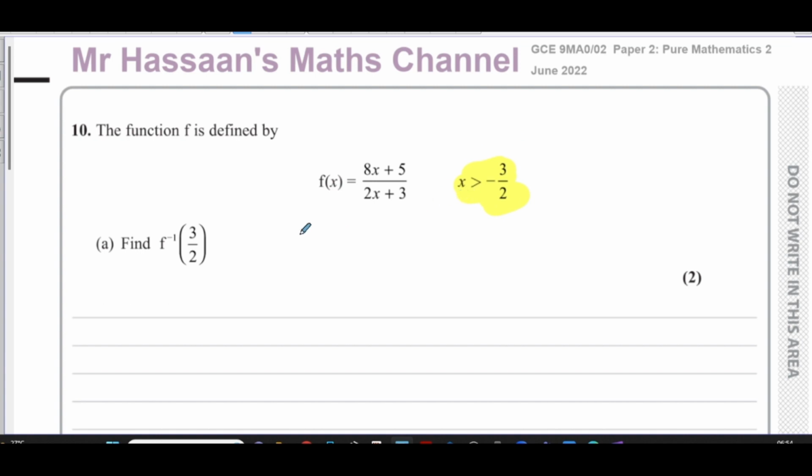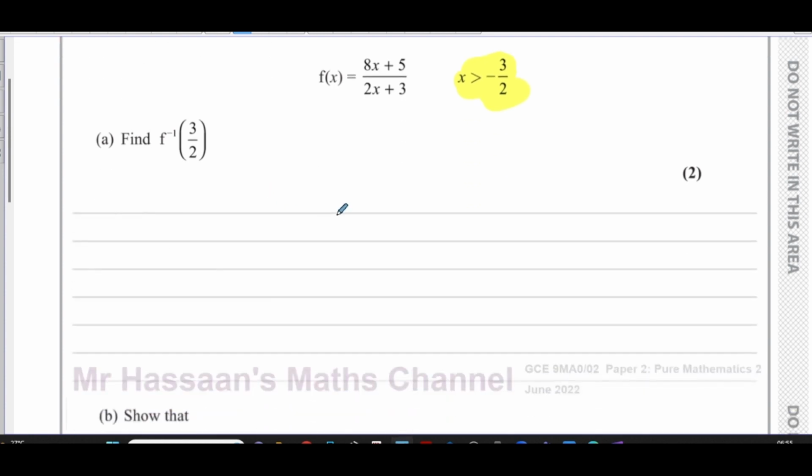Now, the first question says, find the inverse f(3/2). So it's basically saying, find the inverse function f of x and then substitute 3/2 into it. That's what many people would do. They would find the inverse function first, by making y equals 8x plus 5 over 2x plus 3, then change the x for the y and make y the subject, and then substitute 3/2 into that. That's perfectly fine if you do that.